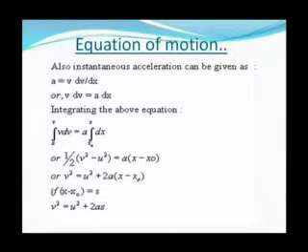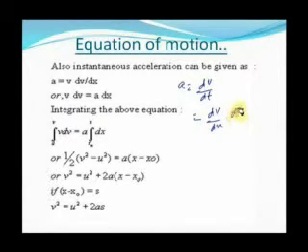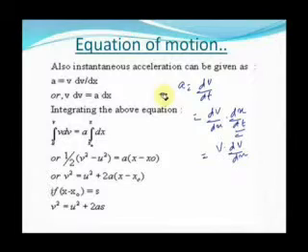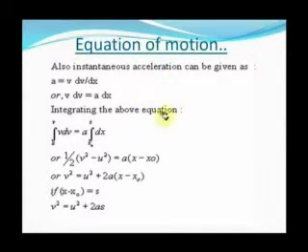Now we'll find out the relationship between acceleration, the initial velocity, the final velocity, and the position of the particle. So as we know, acceleration is given as a is equal to dv by dt, which we can write as dv by dx into dx by dt. Now dx by dt is nothing but v, that is velocity. So acceleration is v into dv by dx. So here we have a is equal to v into dv by dx, or v dv will be equal to a dx. Now again we can integrate this equation.